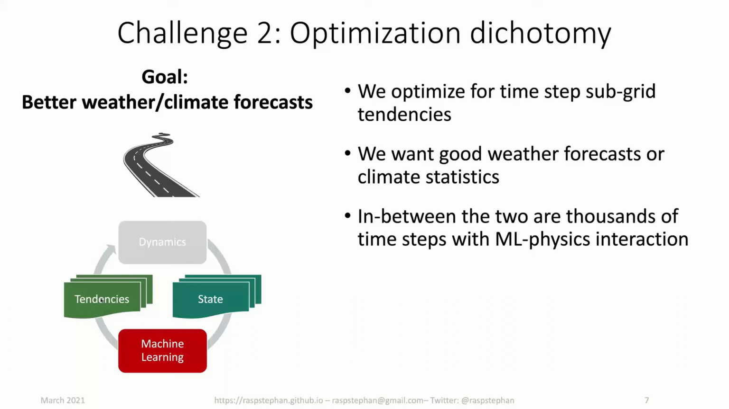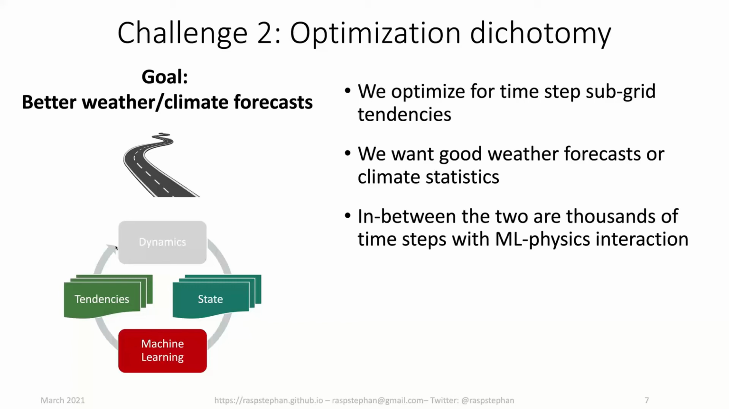And specifically in that gap are thousands, if not millions of time steps in which the machine learning model has to interact with all of the other model components, so the dynamics or any other physical model component. It has to interact with itself through many time steps, and simply hoping that a machine learning model that has been trained on this single time step mapping will also perform well when you then run it for long time steps and will do what you actually want it to do is kind of wishful thinking.